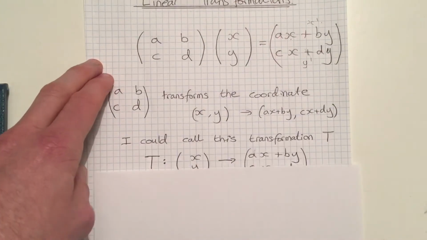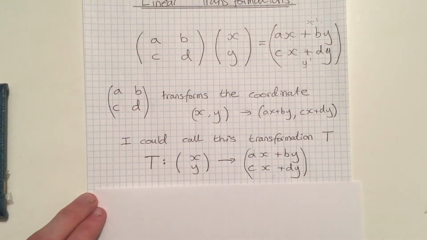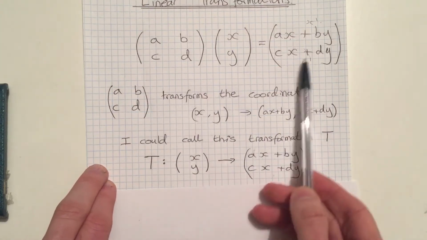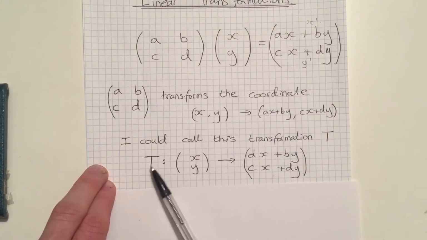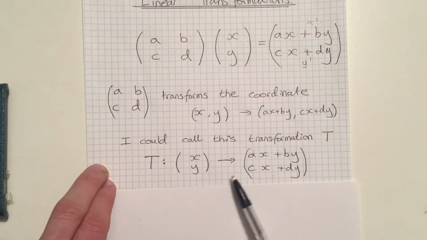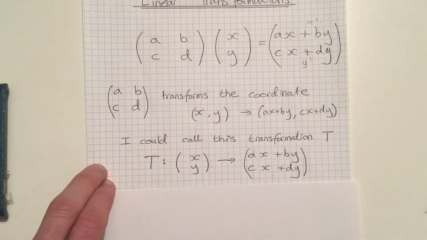I could name this transformation T, and that allows me to write this in a slightly different way, where I can say the transformation T applied to the coordinate x, y gives me my new coordinate.